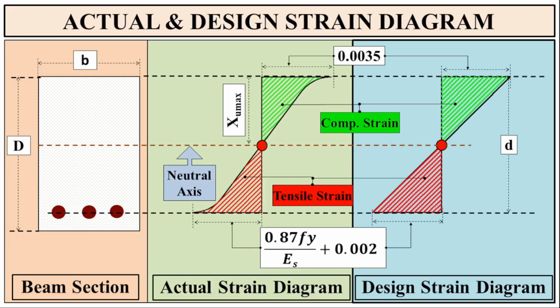The diagram further to the right represents the simplified, linear strain distribution used for design calculations. This simplified diagram is a representative strain distribution for concrete. The maximum compressive strain in concrete is assumed to be 0.0035, and the strain in the steel reinforcement is 0.87 Fy by Es, plus 0.002. Remember that strain is a dimensionless ratio. Next slide: balanced, under-reinforced and over-reinforced section.